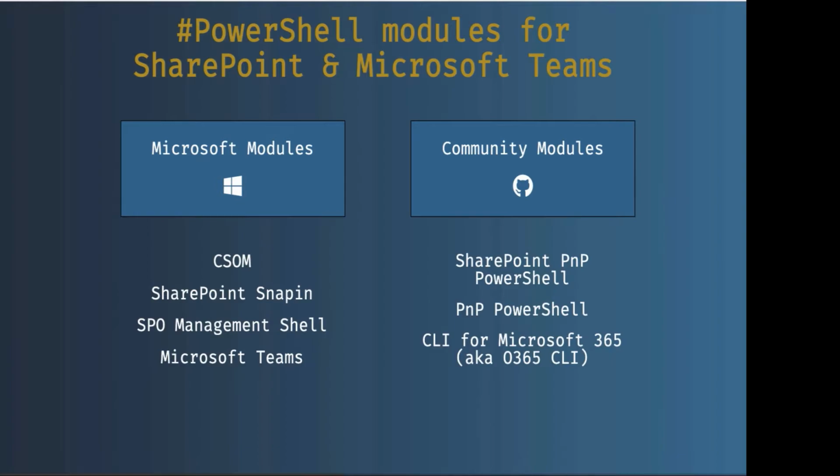Now let's switch to the other side for the community modules. If you used SharePoint PnP PowerShell before, this is the one you know, where we can use it on SharePoint Online and SharePoint On-Prem 2013, 2016, and 2019. Then we have the PnP PowerShell, which is new, and the one we're going to focus on. And we also have the CLI for Microsoft 365, which also contains a bunch of commands for different workloads. But for this session, the one we're going to focus on is the PnP PowerShell.